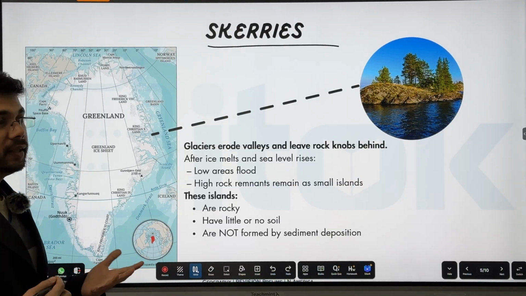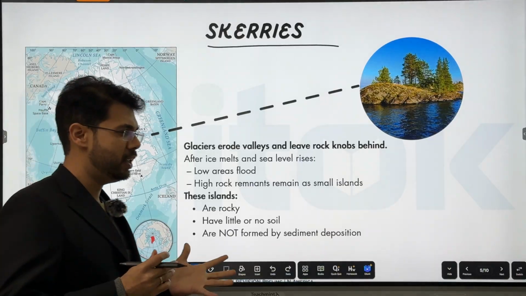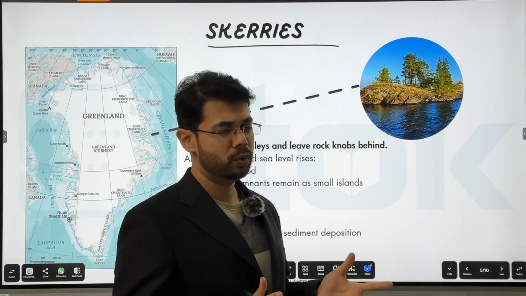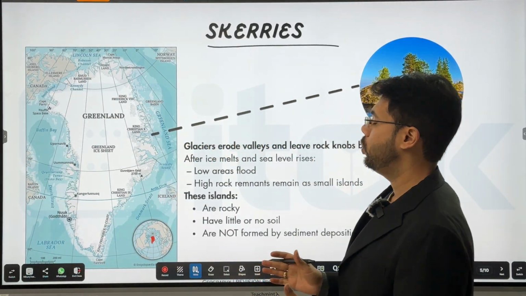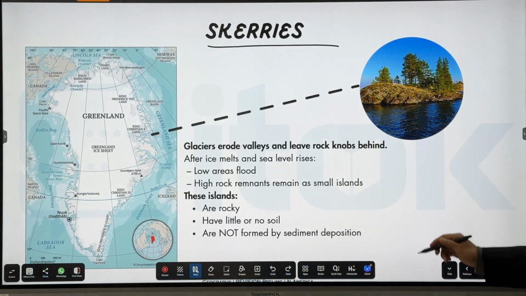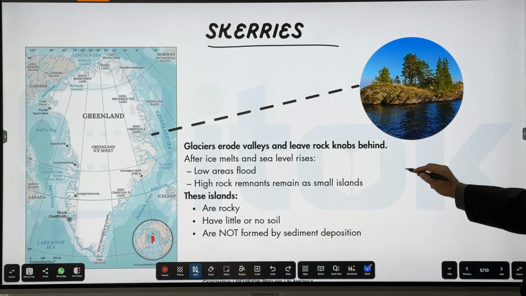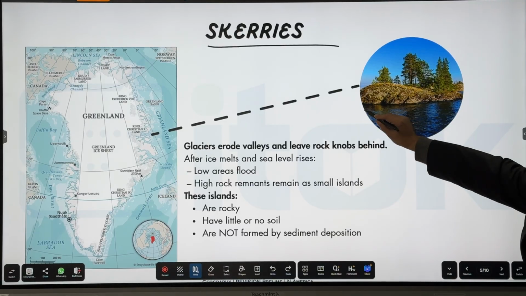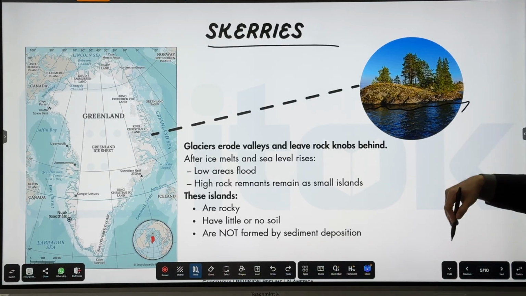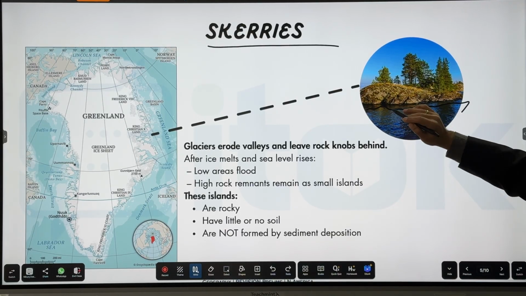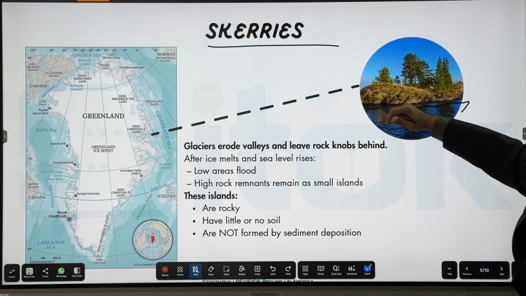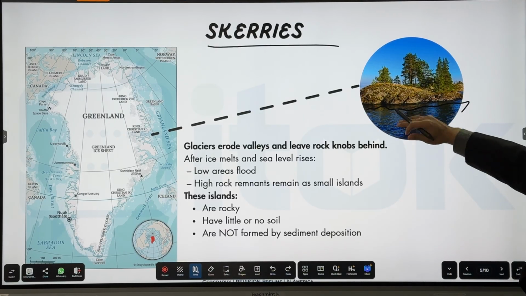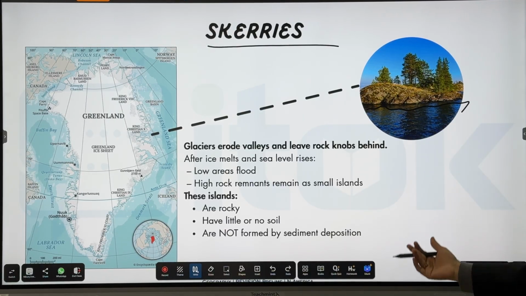You see, again, glaciers. Glaciers are very highly erosive in nature. They erode a lot of things. So what happens is, when glaciers erode valleys, you see the glacier has eroded over here, but it failed to erode the top part. Seawater has come in, but it has left this piece of rock. So this piece of rock is basically called a skerry.